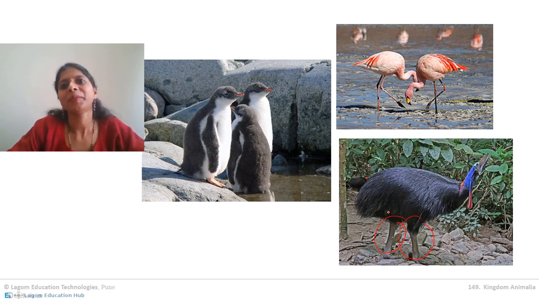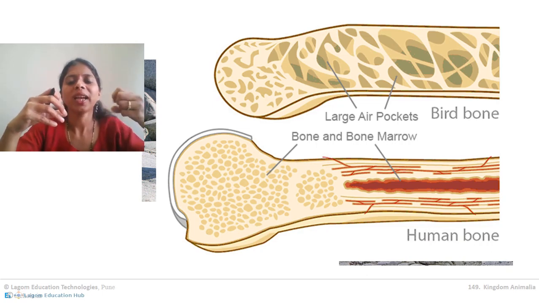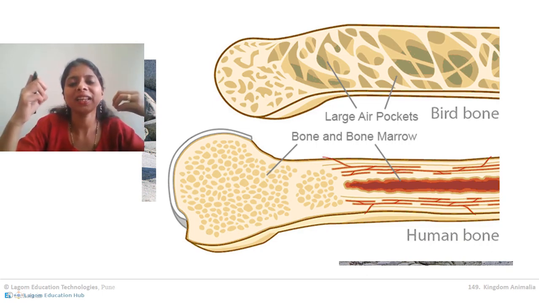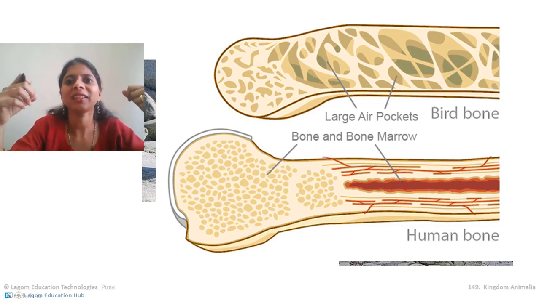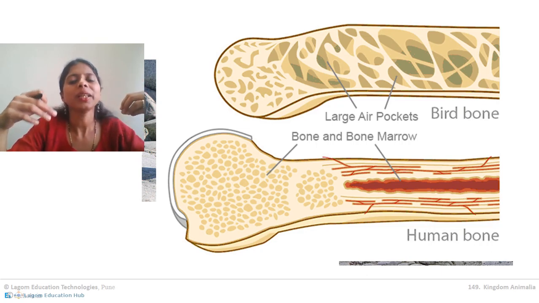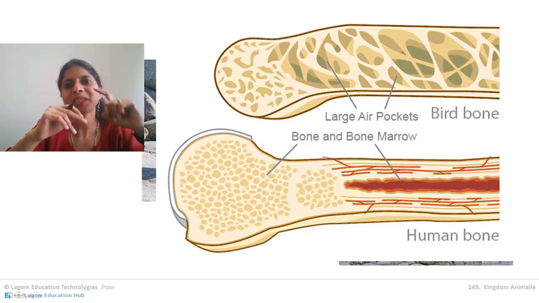Now see, birds have well developed bones, but these bones are different from any other animal's bones. Birds are modified for flying, so their bones are hollow. They have air spaces in their bones rather than bone marrow. So birds have hollow bones, which help them to fly easily. Understanding?